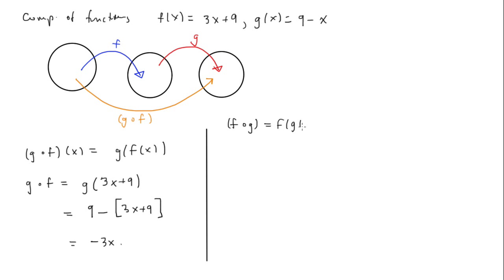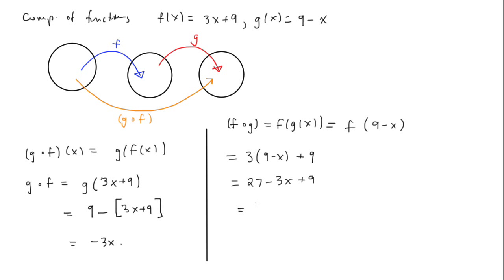Okay, so now let's figure out what that is for this example. It's f of g. g is 9 minus x. So we'll do f of 9 minus x. And then what does f do? It takes a thing in, multiplies it by 3, and then adds 9. So f of 9 minus x will be 3 times (9 minus x) plus 9. And now again we simplify. So we get 27 minus 3x plus the 9, and that's a total of 36 minus 3x.